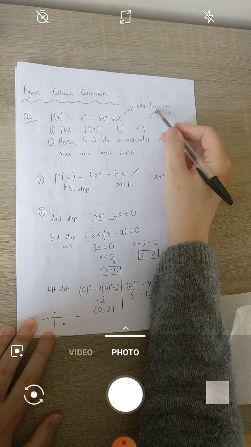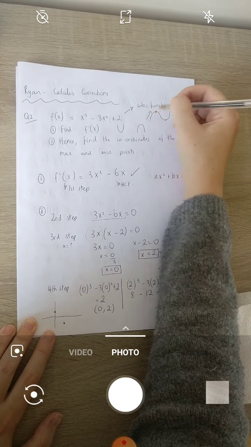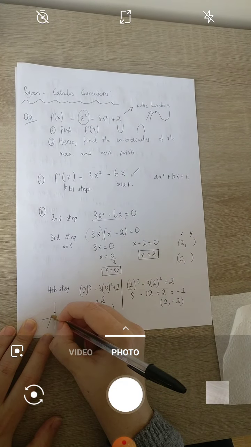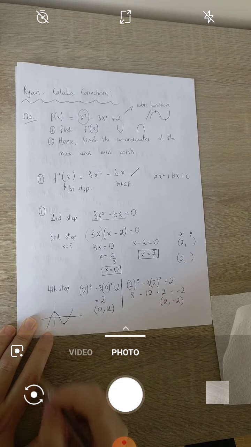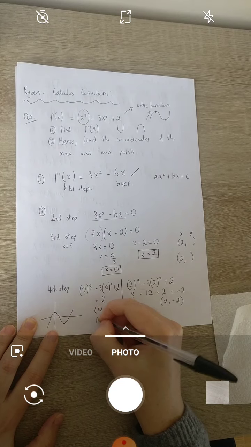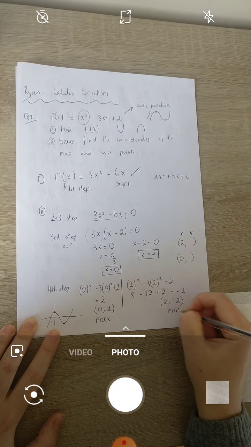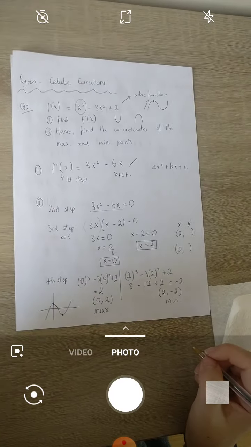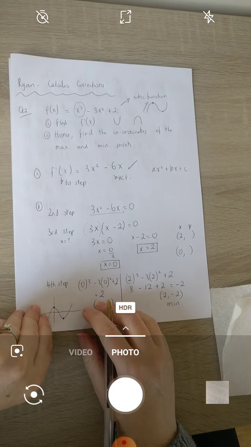We know it's in this shape because it's cubic and it's going uphill from left to right because it's positive x cubed. So what we have here is something that looks like this, which means that (0, 2) must be the max and (2, -2) must be the min. Okay, next question.